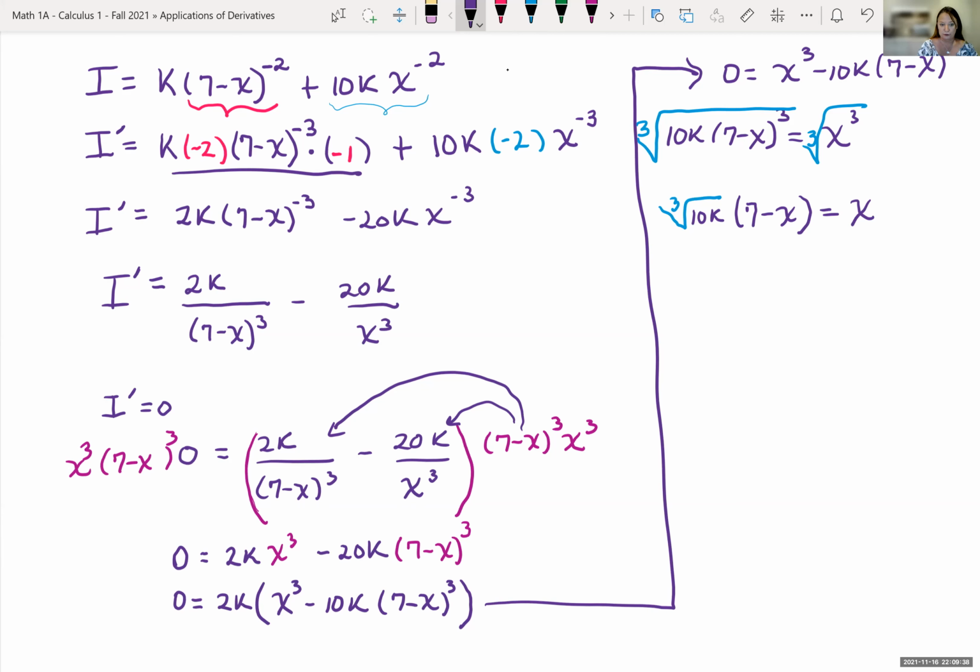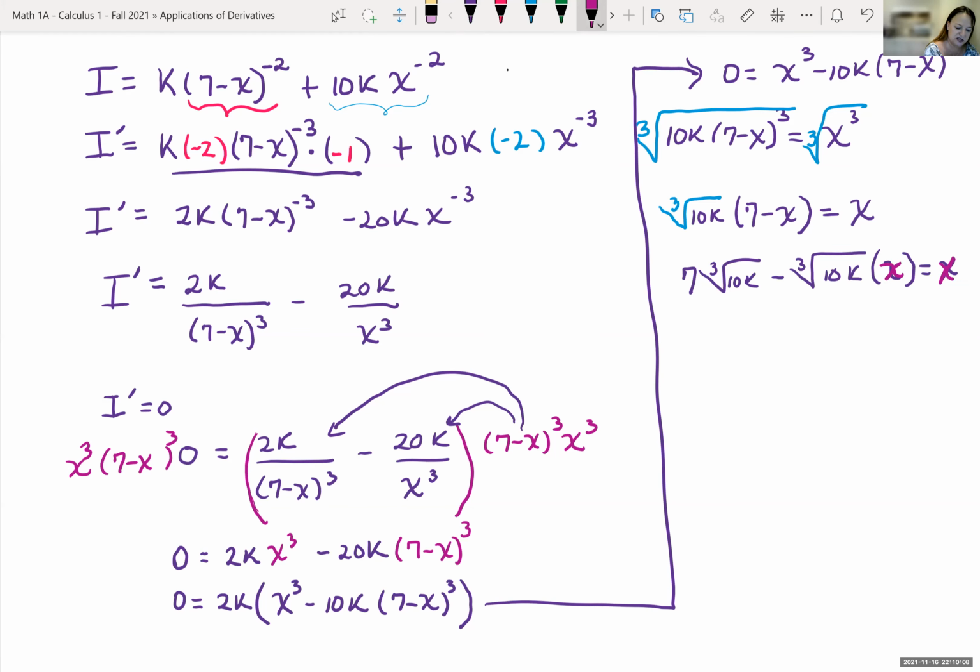Okay, a little more doable. Let's now distribute our cubed root of 10k to both terms. So we would have 7 cubed root of 10k minus the cubed root of 10k times x. X is outside, equals x. So we have 2 terms in here that we're left with x.